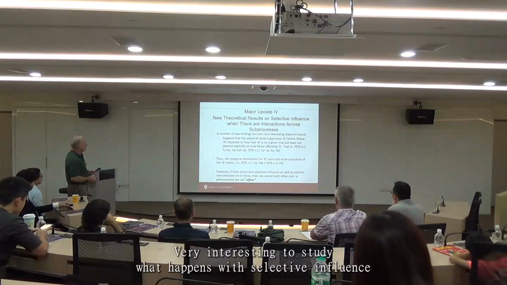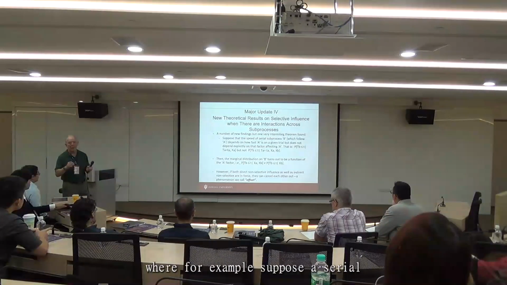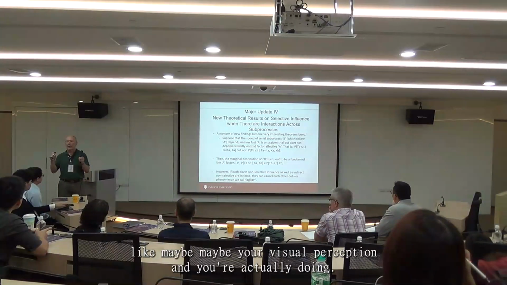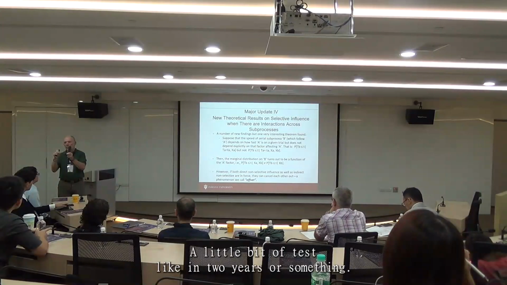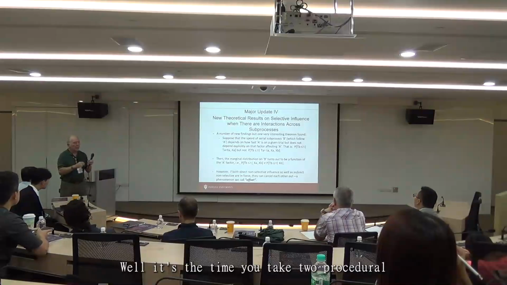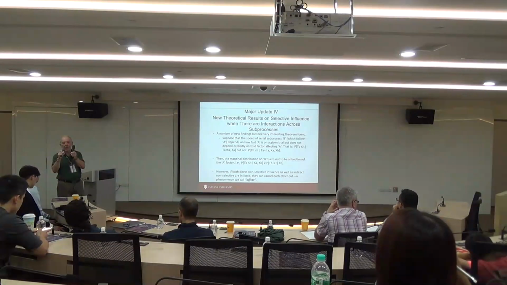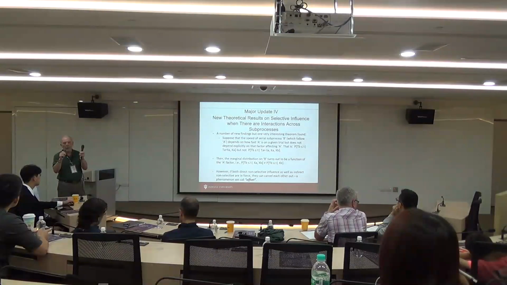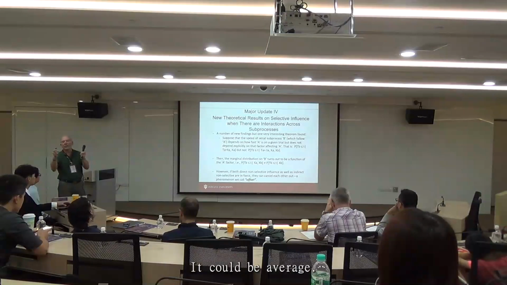It's very interesting to study what happens to selective influence when, for example, suppose it's serial and the time it takes for your second sub-process, like maybe here's visual perception and here's doing a mental arithmetic test, like adding two numbers or something. Well, if the time you take to perceive affects the time to do the task, then that's a failure of selective influence at a micro level, but it might not contaminate the marginal level. It could be averaged out.